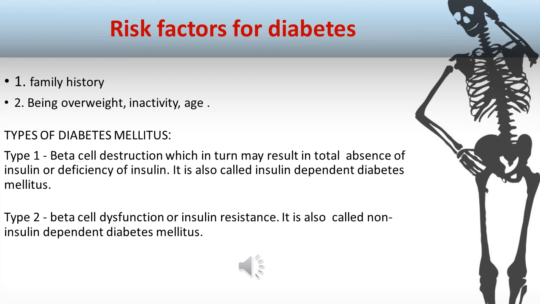Factors of diabetes: first, family history; second, overweight; third, inactivity; fourth, age. Types of diabetes mellitus: we have two. Type 1, beta cell destruction, which in turn may result in total absence or deficiency of insulin. It is also called insulin dependent diabetes mellitus.